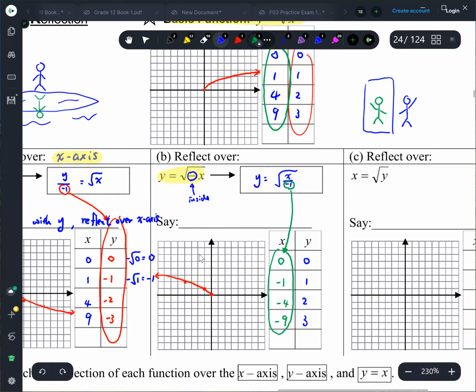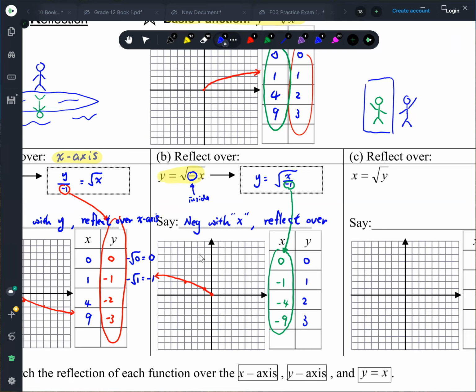So our rule for this one will be negative with X, reflect over what, Chris? Reflect over what? Y-axis? Yes, okay, y-axis. Okay, pretty easy rule to remember, right? It's the opposite. Negative with X, reflect over y-axis. Okay, negative with Y, reflect over x-axis. Okay, so the second one of reflection is y-axis.